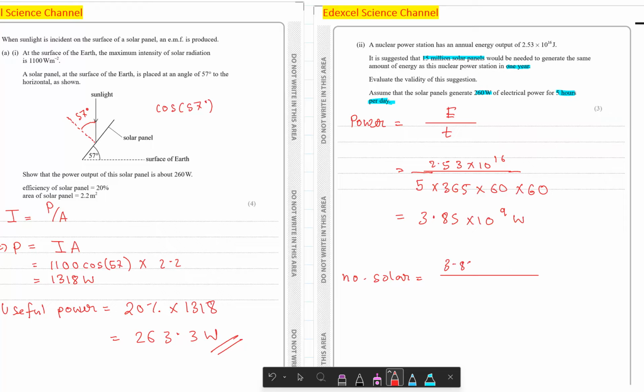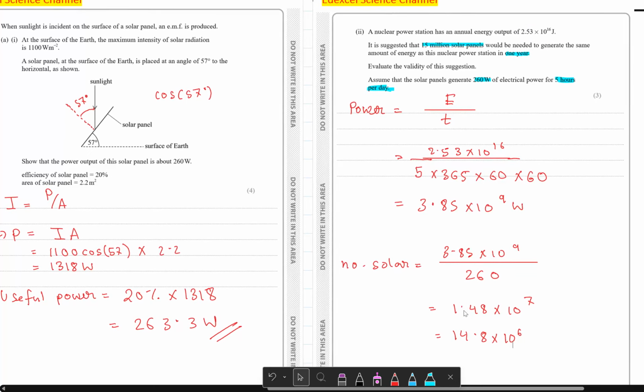So total power required is this much, and one solar panel produces 260 watts. If I divide them, it's going to give me 1.48 times 10 to the power 7. If I do a little bit of adjusting, it will become 14.8 times 10 to the power 6. I just want to convert this into million so that it's easily comparable to the value that they are claiming. So 10 to the power 6 is basically million. So we need 14.8 million solar panels to equal this energy.